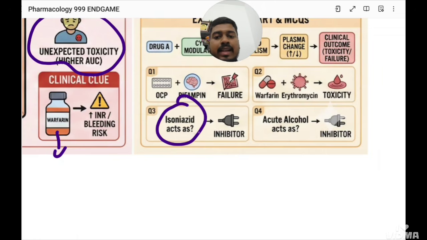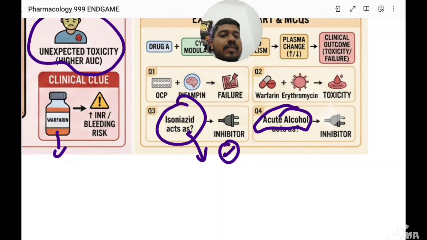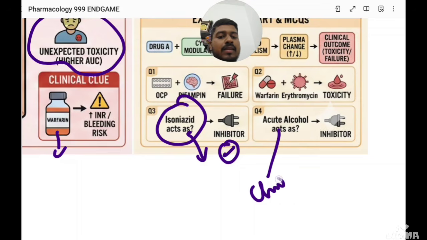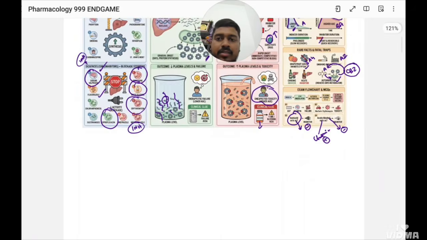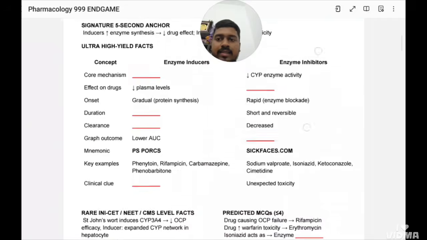Next, third, isoniazid. I told you isoniazid is an enzyme inhibitor. Remember this. Alcohol has 2 types: chronic alcoholism causes enzyme induction, while acute alcohol causes enzyme inhibition. So these things you need to remember, and let's go to the question answer session.